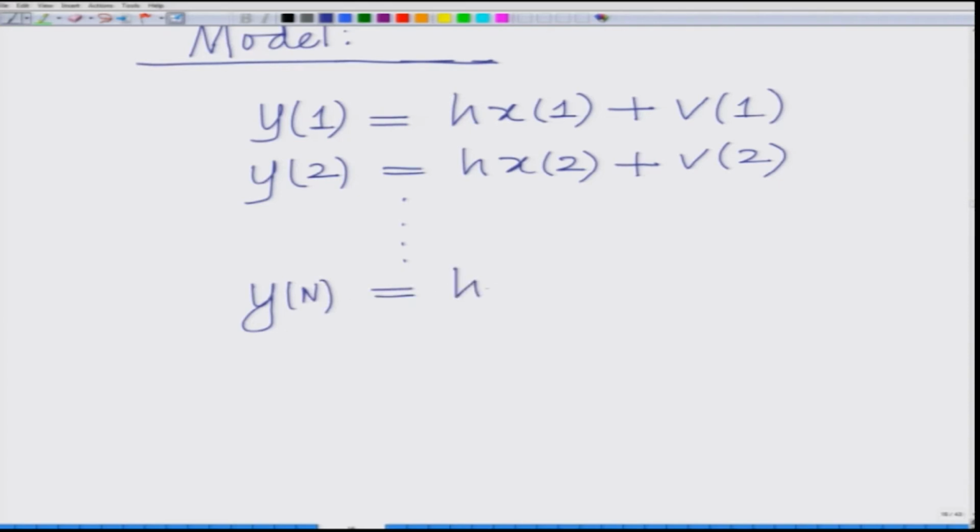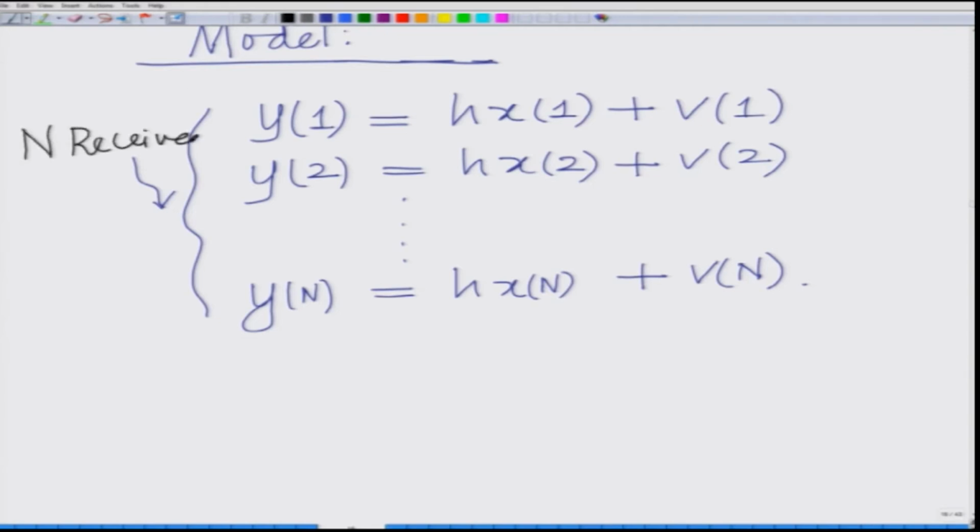Yn equals h times xn plus vn. Okay, so this is the model. We have n received symbols corresponding to the n transmitted pilot symbols, and V1, V2 up to Vn are the n noise samples.